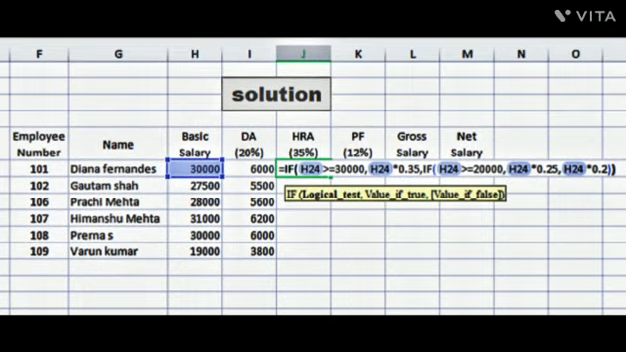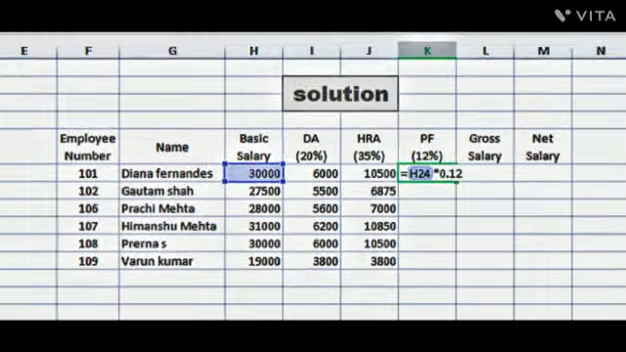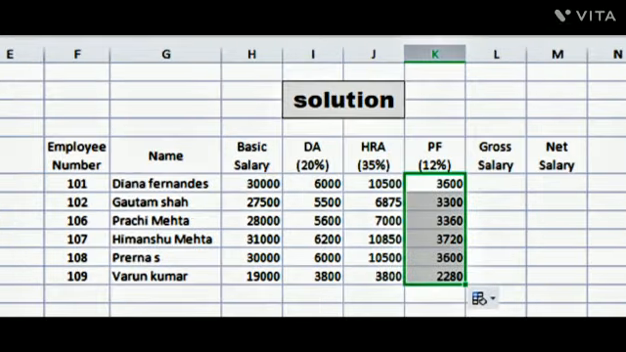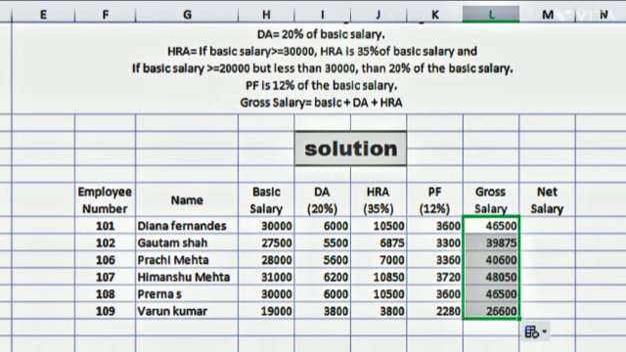Same goes with the HRA. We have to type the formula, enter and drag it down to get the perfect output. Same goes with the PF. We have to enter the formula, that is 12% of the basic salary, enter and drag it down to get all the output. In gross salary, we have to type the formula, enter and get the output.